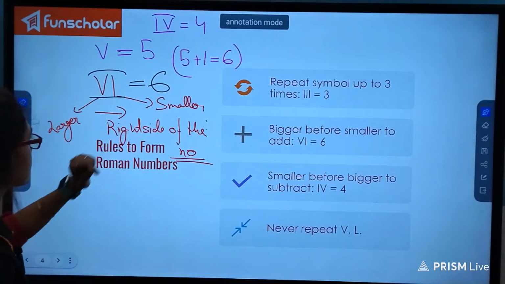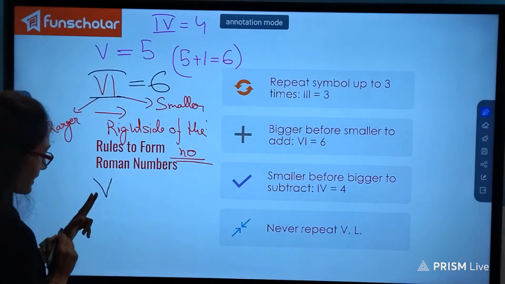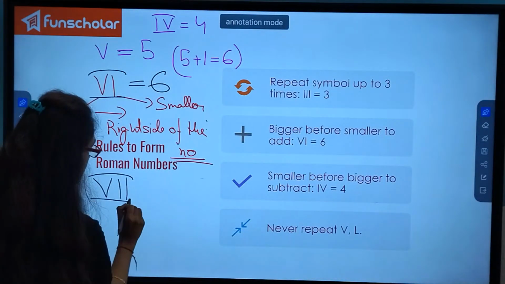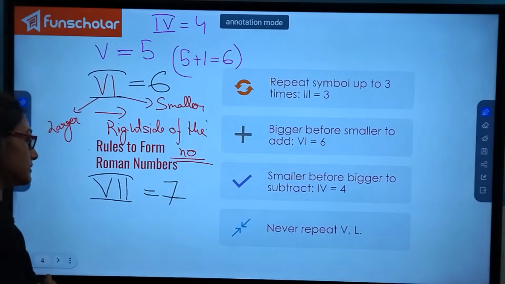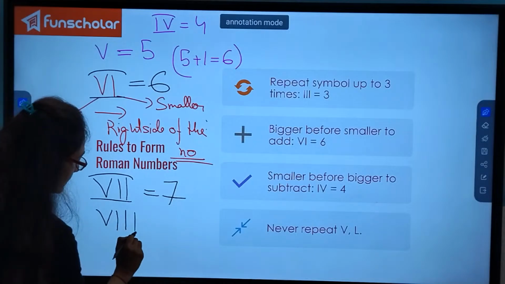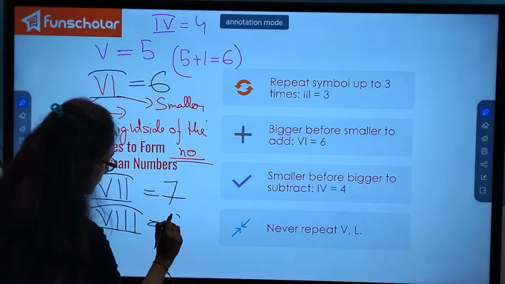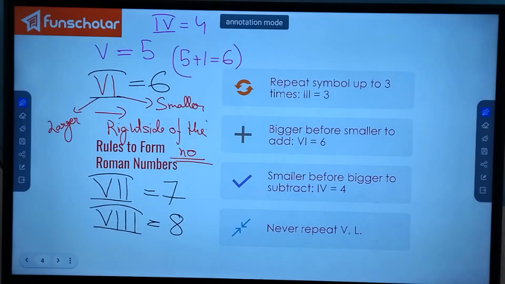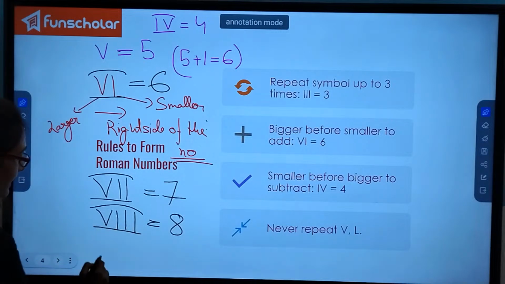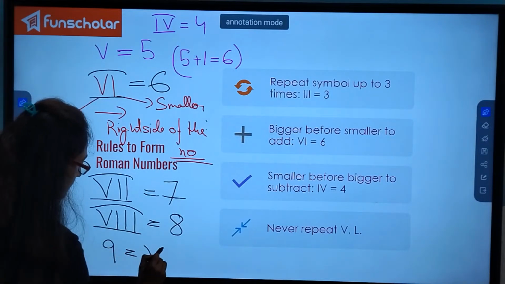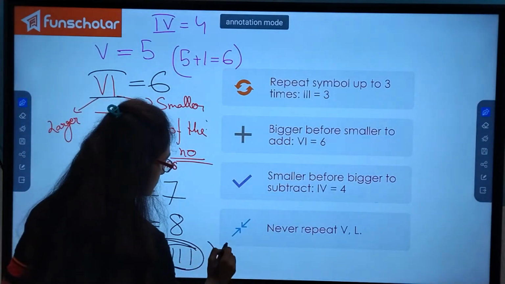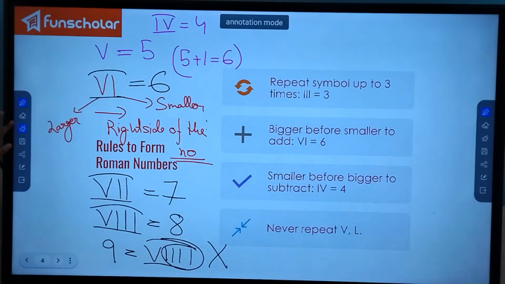Now again to write 7, what will I do? 5, one I represents 6, then double I will represent 7. Done? Okay, now 8, again 5, 6, 7 and 8. Done, equal to 8. Right? Now how to write 9? So next large number, can we repeat like this? 9 equals to? No, it is violating the rule of repetition. So that cannot happen. So how we will write?